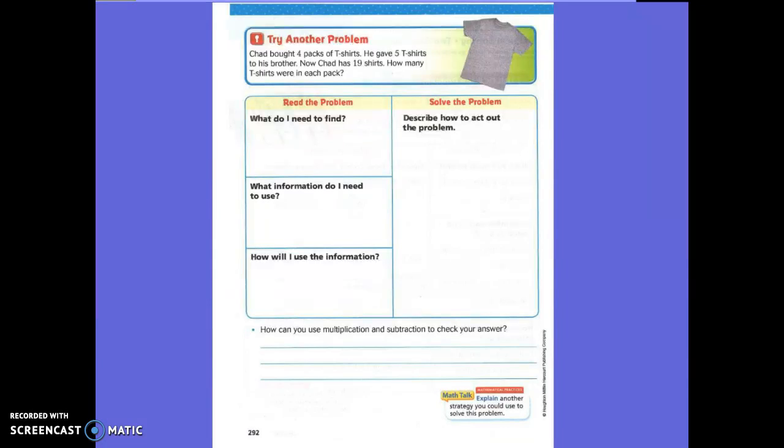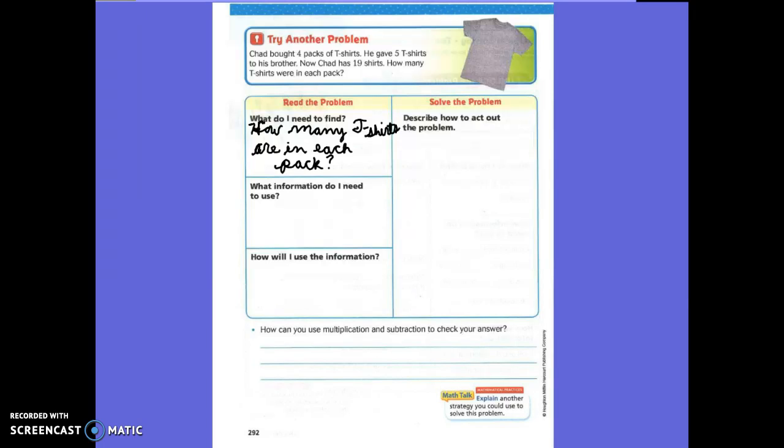Okay, another problem. Read it. Chad bought 4 packs of t-shirts. He gave 5 t-shirts to his brother. Now Chad has 19 shirts. How many shirts were in each pack? So what do we need to find? How many t-shirts were in each pack?